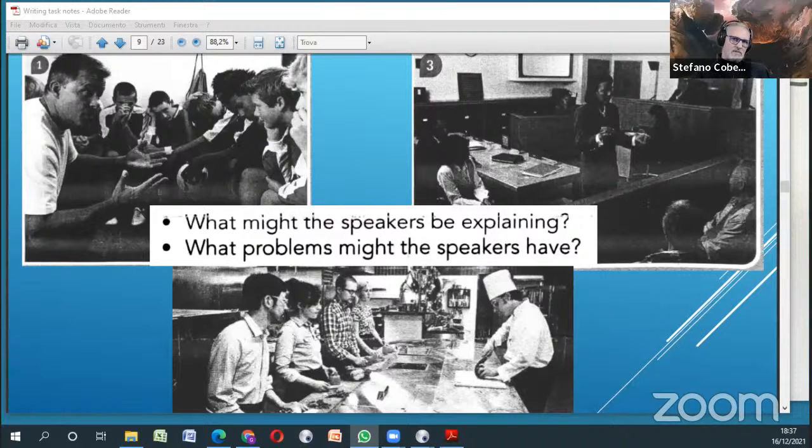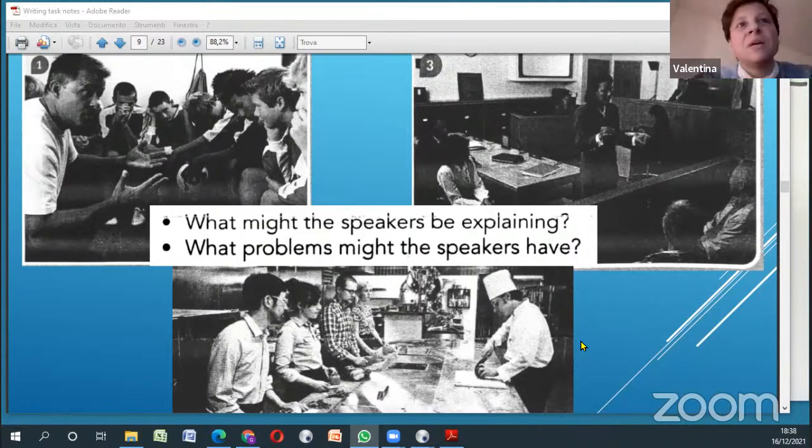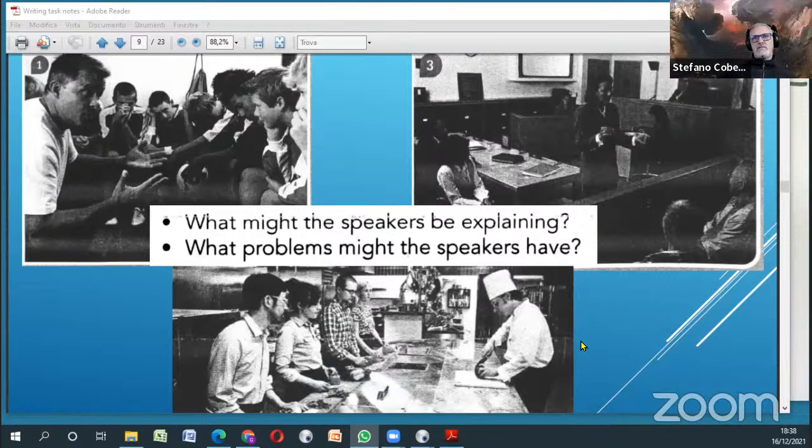What about in this one? What about in the cooking scene? I think you also have to invent a story before and after, like a flashback, what happened before, or what is the aim of the team, of the meeting, and then try to explain how it is developing. So can you answer this question then? What might this speaker be explaining?